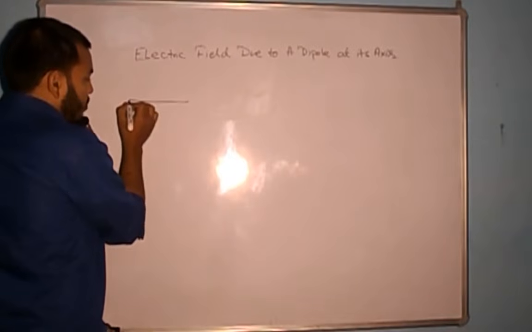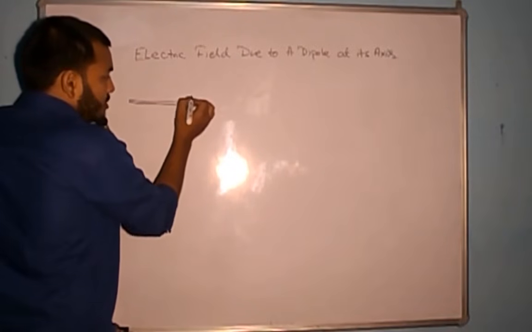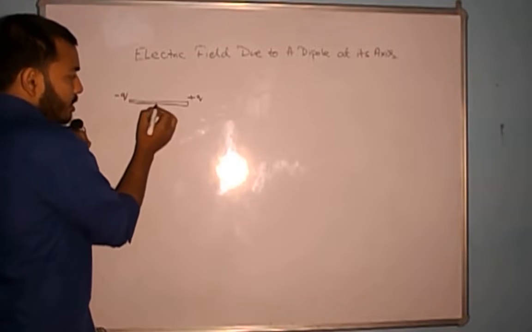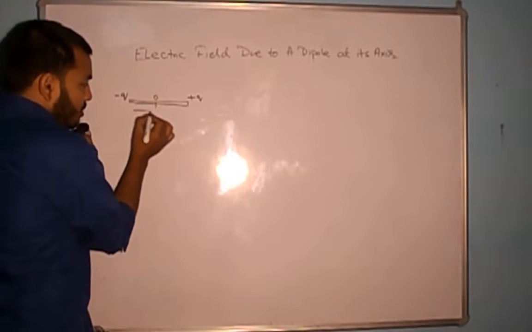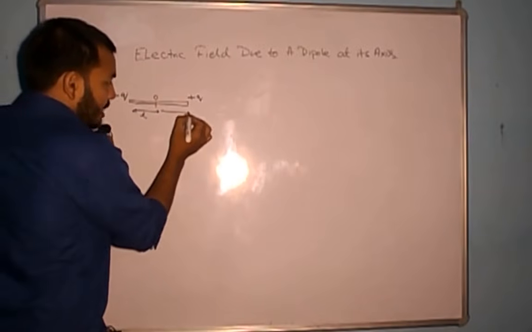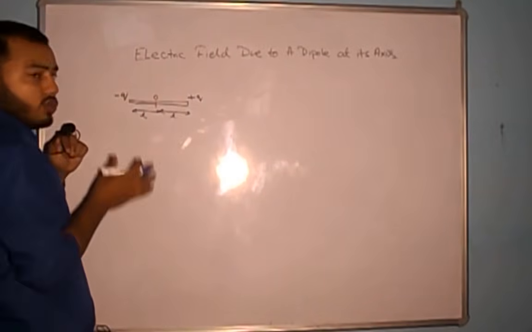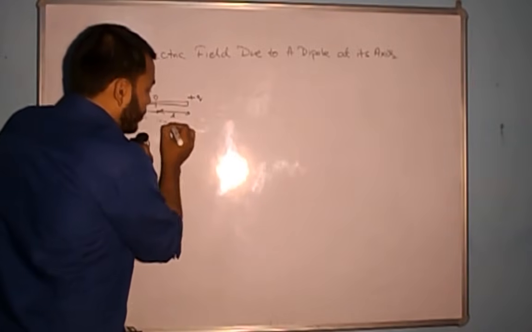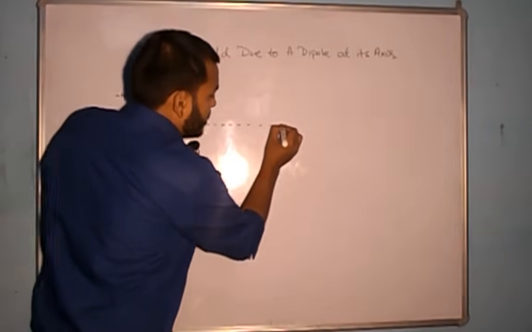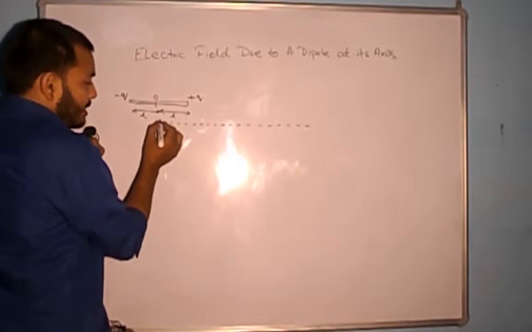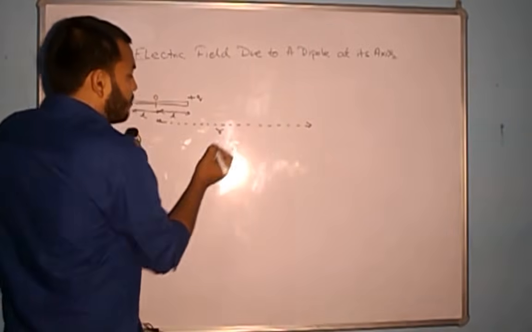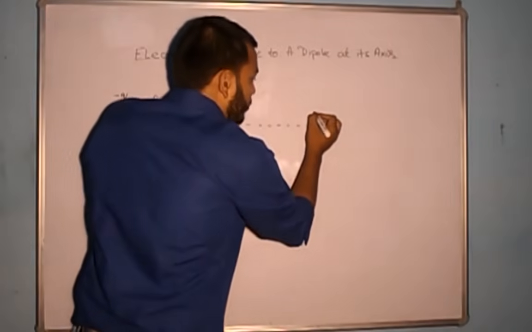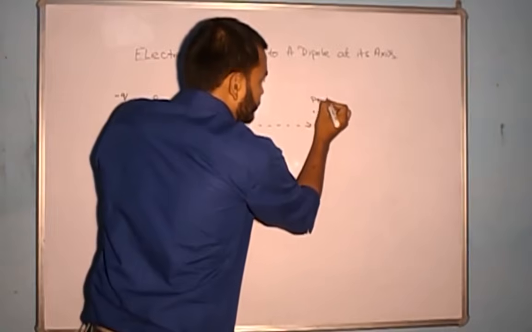Suppose I have a dipole over here. What is a dipole? Equal and opposite charge separated by a small distance. Suppose this is the center of the dipole and I take this as L and this also as L. So the total length of the dipole becomes 2L, and I need to find the electric field on the axis of the dipole. This is the axis along this line, at a distance r from the center of the dipole. I have taken the distance from the center of the dipole at some point over here.